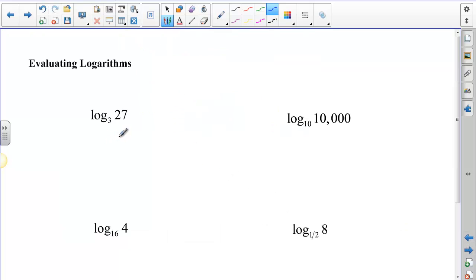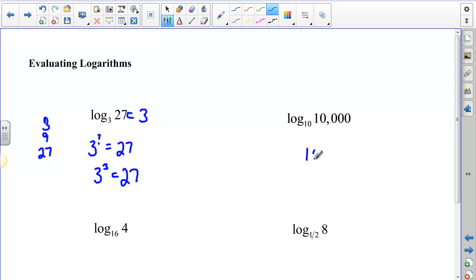When we start to evaluate logarithms, we have simple logarithms such as log base 3 of 27. When I'm doing this, I say, 3 to what power is equal to 27? If I know my powers of 3, I know that 3 to the 1st is 3, 3 to the 2nd is 9, and 3 to the 3rd is 27. Therefore, the log base 3 of 27 is equal to 3. And we can check by putting it in exponent form, 3 to the 3rd equals 27, which is what I have written down here.